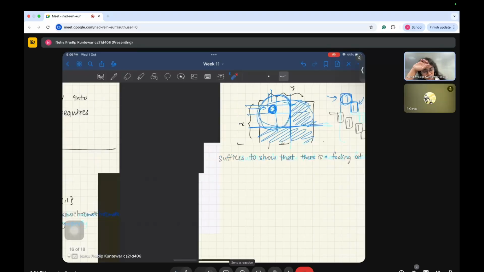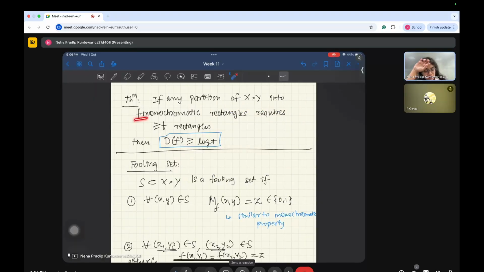I'm not sure, I'll just check this: is it necessary that you cover the ones as well as zeros, or is it sufficient to cover one of them? Because once you cover one of them, like all the ones using rectangles, everything else is... I'll just check this.